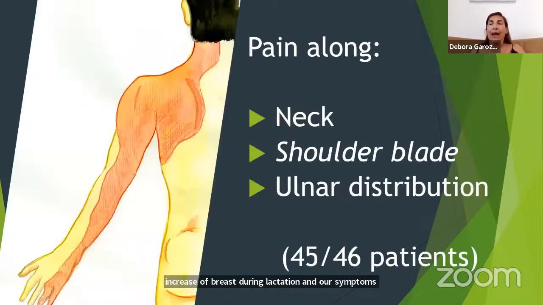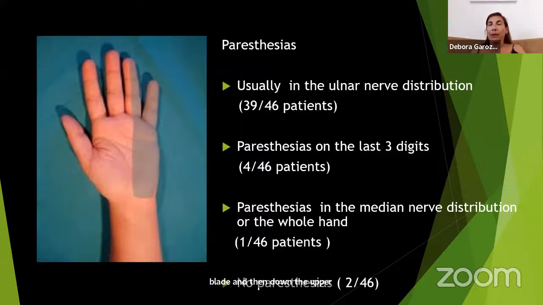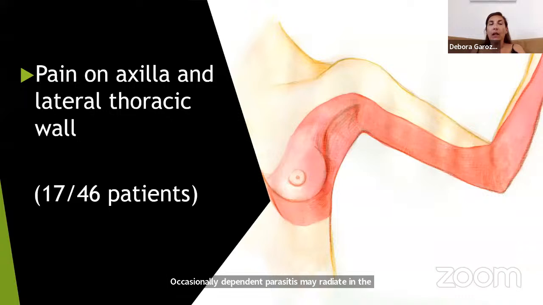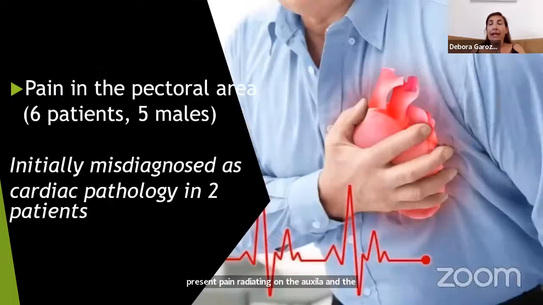Now, the distribution of pain in patients with TOS is very typical. Most of the patients report they experienced cervicalgia with pain radiating to the shoulder blade and then down the upper extremity, mostly in the ulnar distribution, and associated with paresthesias. Occasionally, pain and paresthesias may radiate in the median nerve distribution or on the whole hand. There is quite a significant group of patients that will present pain radiating to the axilla and the lateral thoracic wall. In some cases, and they are mainly male patients, pain may also radiate in the pectoral area.